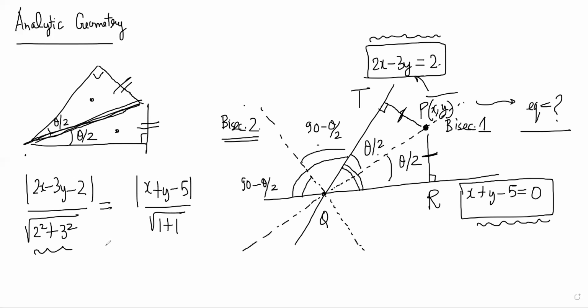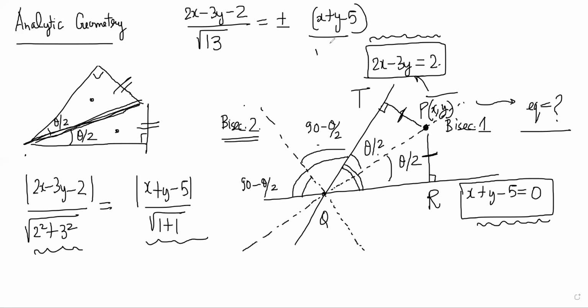This is just saying that distances are equal, right? So what we get now is we can write this as (2x minus 3y minus 2) by root over 4 plus 9, 13, is equal to plus minus (x plus y minus 5) by root 2. Here I have removed the mods and I have written it as plus minus because both the signs could happen. If you remove the mod, you'll have to put both the signs possible because it is not necessary that both of them are positive at the same time.